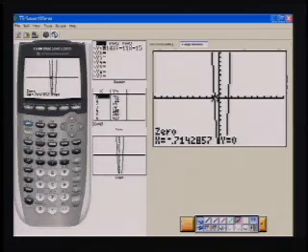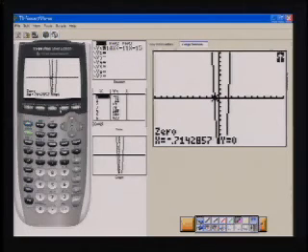Notice it jumped right to the root, and it gives me a decimal equivalent for the 0. It's negative 0.7142857, and it probably continues from there. But that's a decimal approximation of that root. Let's go ahead and find the other root that's over here somewhere between 1 and 2.